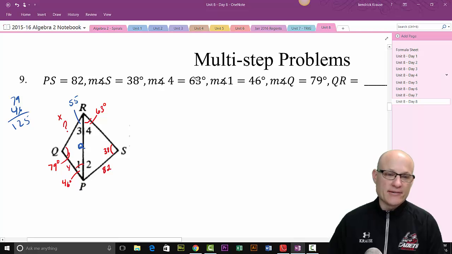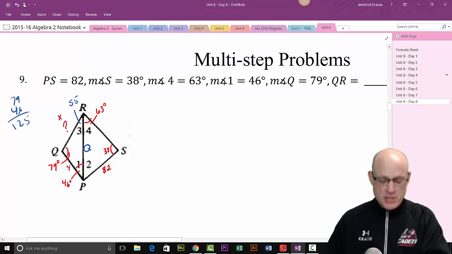So the way you do these problems is you have to find the piece that they share. Now I'm going to call it Q because it's opposite Q, but it's also opposite S. So I'm going to find the piece.